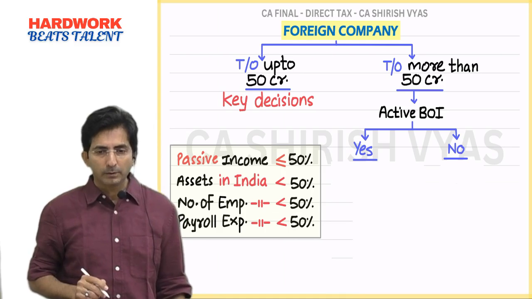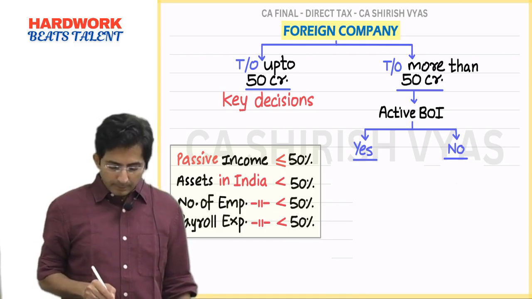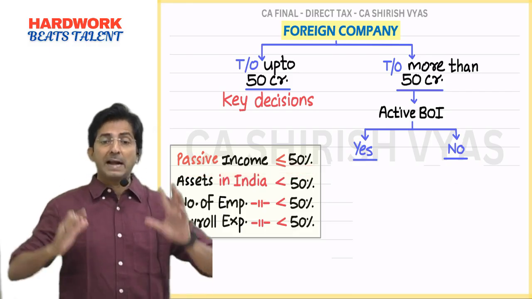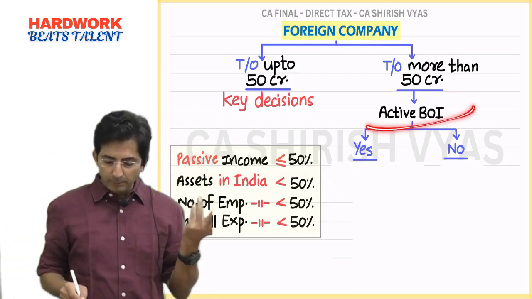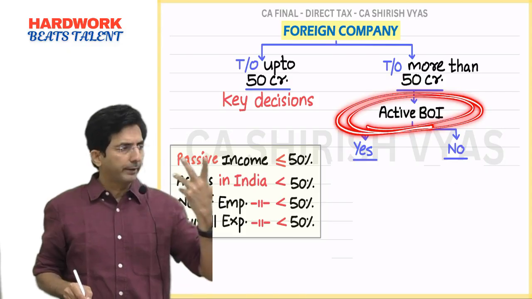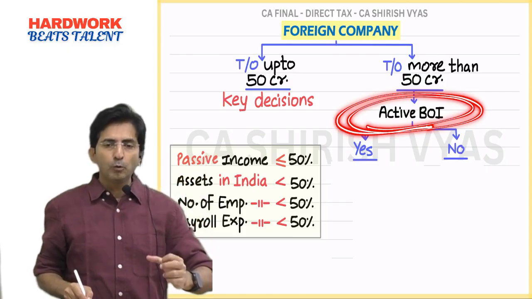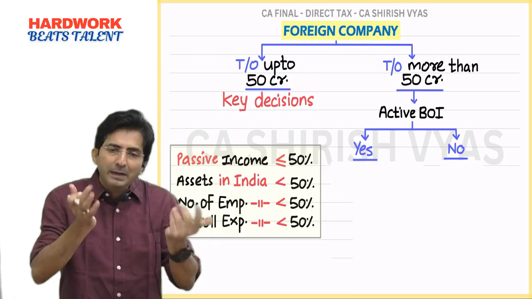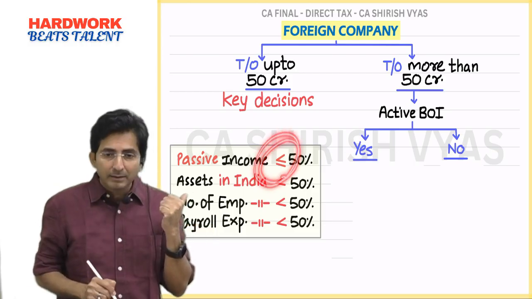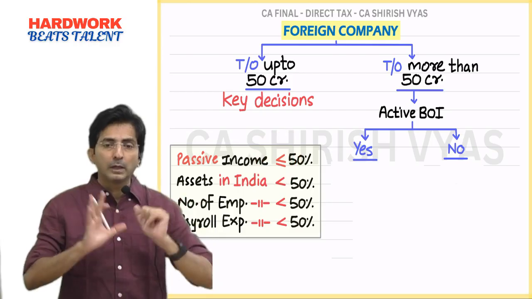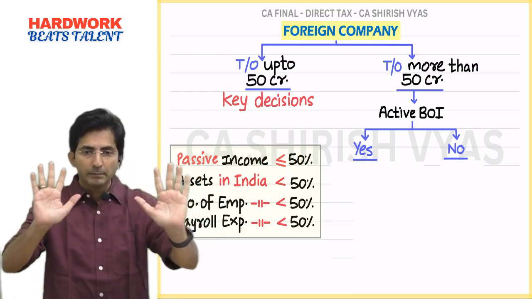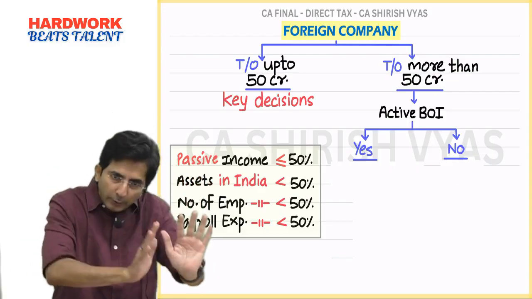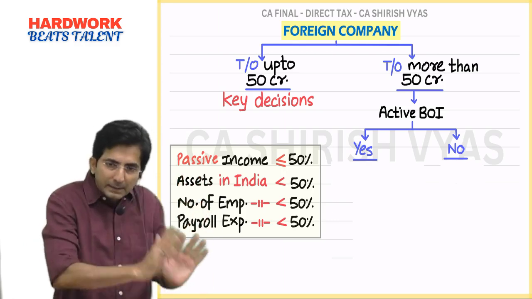The first condition is what? Their passive income should be less. I mean, they should have more active income. See, what is the name of the exam? Active business. So you should prove that you have active incomes. That means your passive income should be less. Can you see the less than sign? Less than 50% of your total income. Like, if your total income is 100, passive income should be 50 or less. It should be on the lesser side.